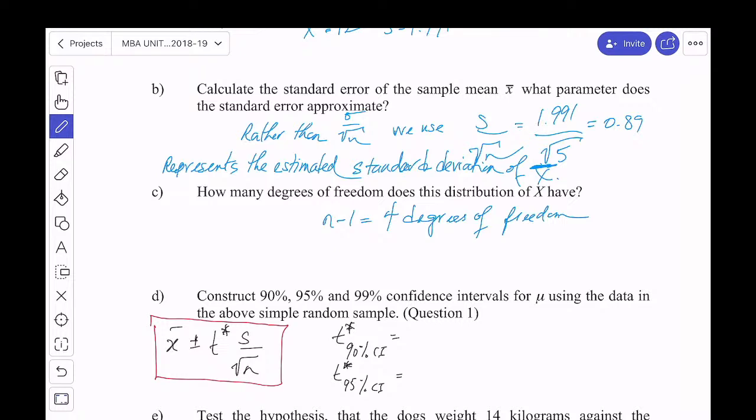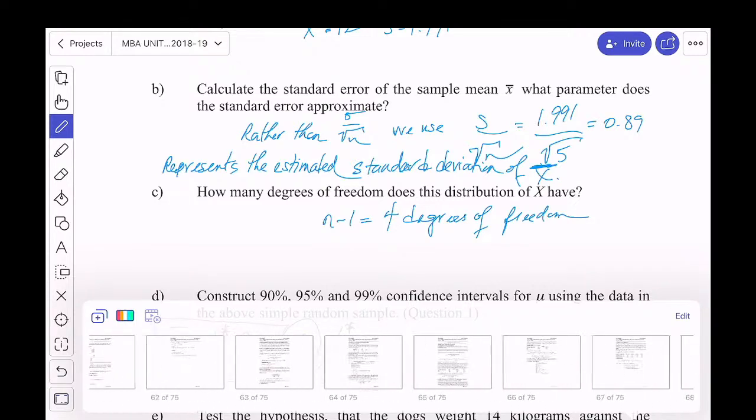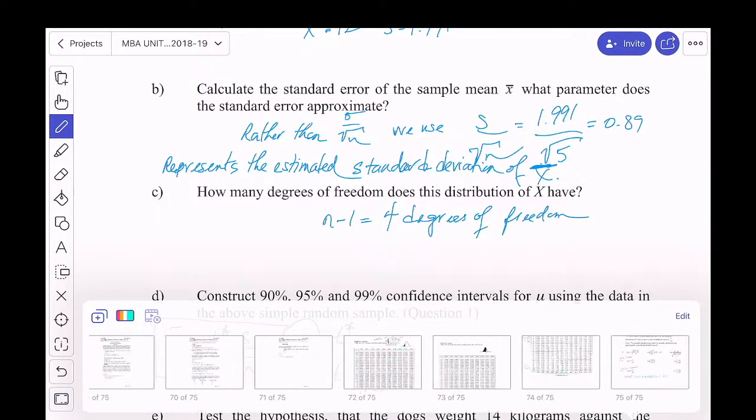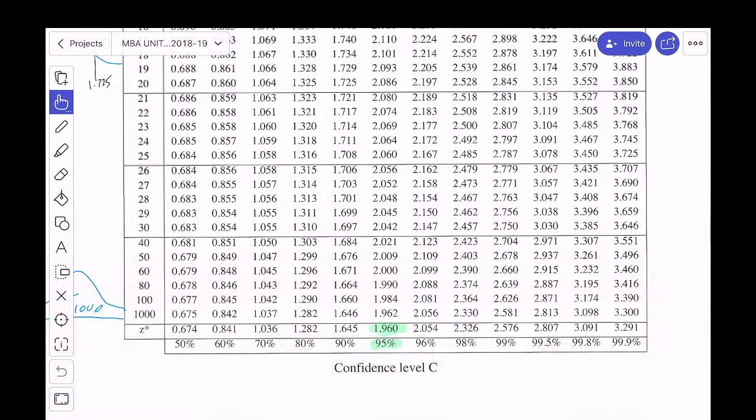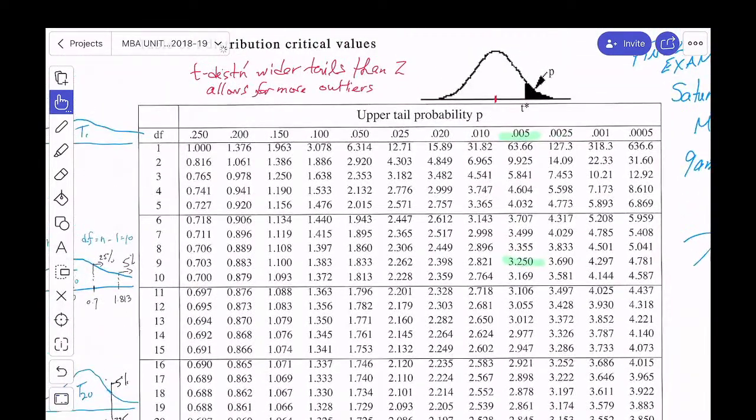So all we have to do is go to the table and look from the bottom up. Remember, we're working with T4, so you have to go to the 4th row. If we go to the table and the 4th row, we'll get our values. I'm going to copy them and take them with me.